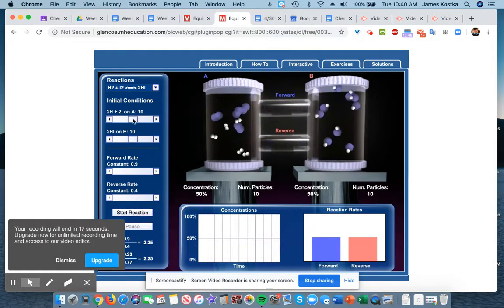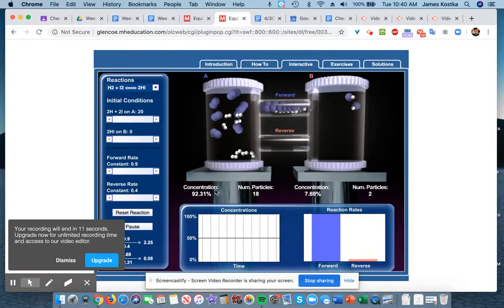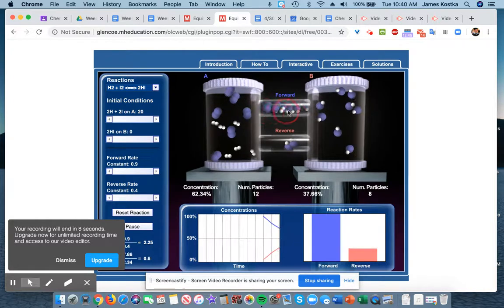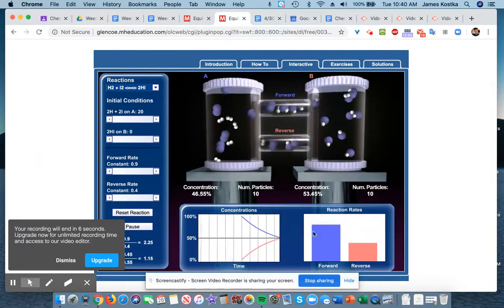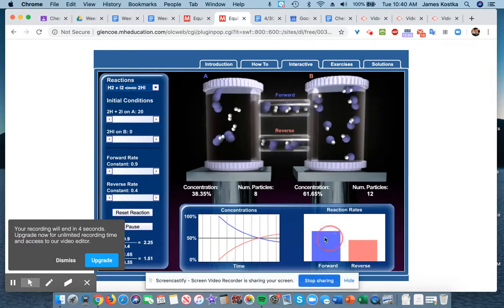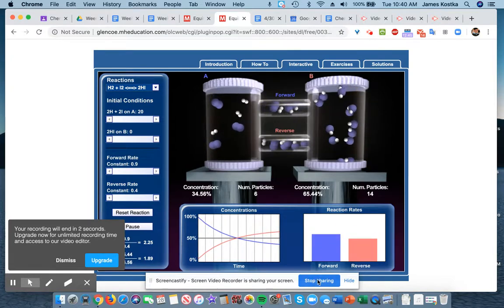Well, we said that a stress might be changing the concentration. So let's say I have more reactants and no products. Notice how the forward rate is faster than the reverse rate, but even at the end, we're still going to get to a point where we equal each other at equilibrium.